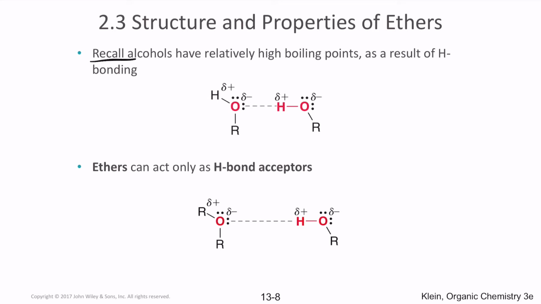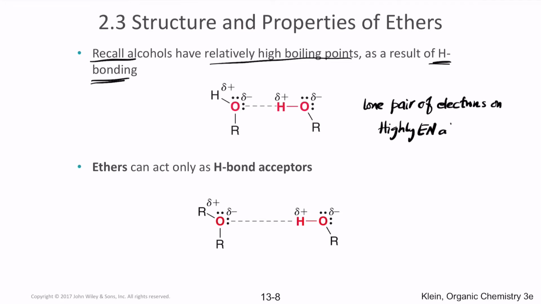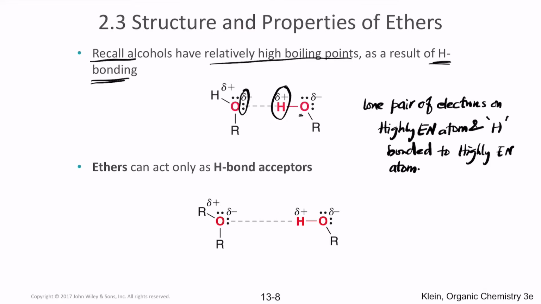So we already know that, if you recall, alcohols have a relatively high boiling point because of the presence of hydrogen bonding. This hydrogen bonding is the bonding between the lone pair of electrons on a highly electronegative atom and the hydrogen bonded to a highly electronegative atom. So here this is the lone pair and this is the hydrogen that's bonded to an electronegative atom.